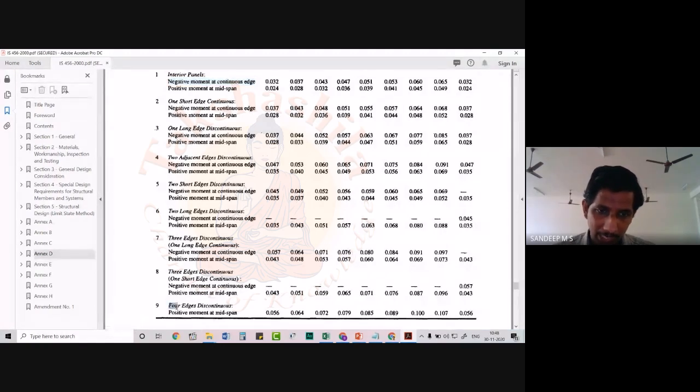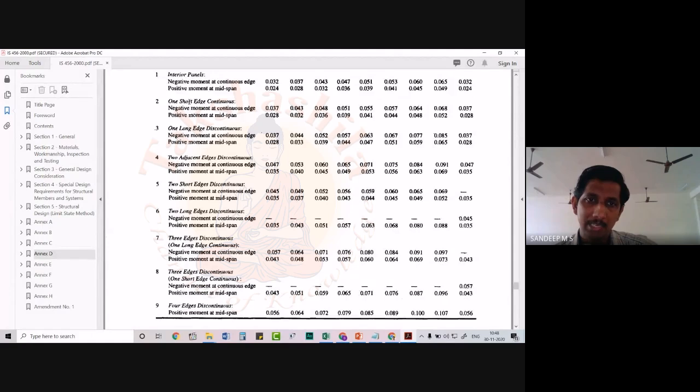Say, please refer to number 9. That is 4 edges discontinuous. That was the case for us. So basically, we will not be having any sort of negative moments there because we don't have any continuous edges. That is the reason why we don't have any negative coefficients given corresponding to condition number 9. If you see here, we have only one line of coefficients, and we have a value for alpha y.